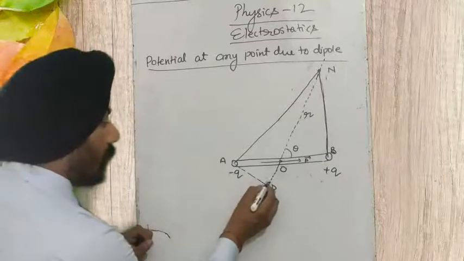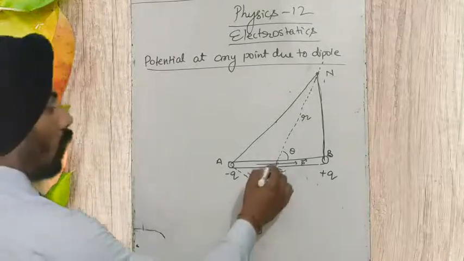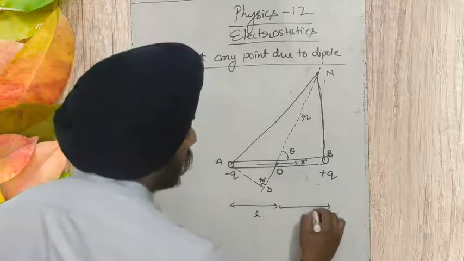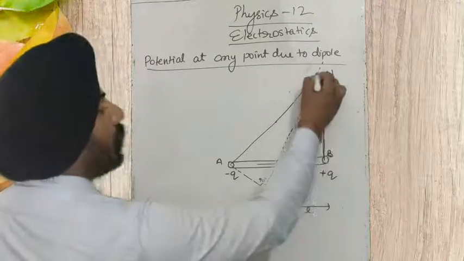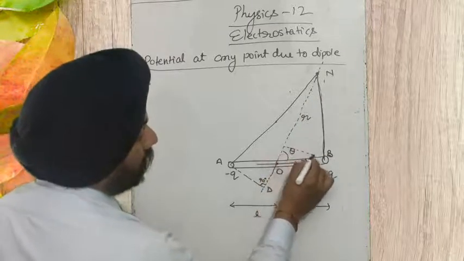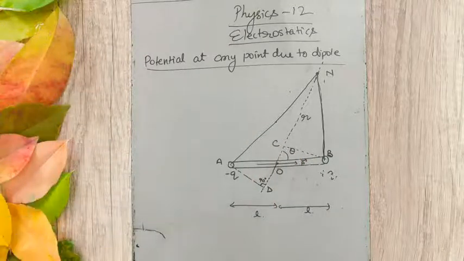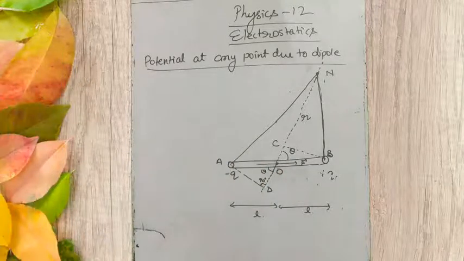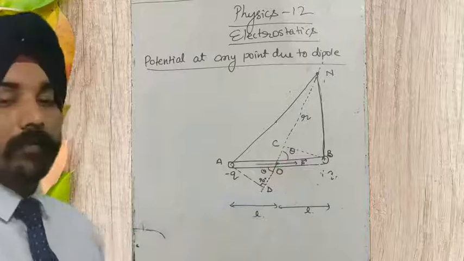This angle is 90 degrees. O to A, the distance is L. O to B, the distance is L. Similarly, for measuring the value of B to N, we also have to draw a perpendicular to the same line, which meets at point C. If this angle is theta, this angle will also be theta, vertically opposite angles. So now we have these two perpendiculars, AD and CB.